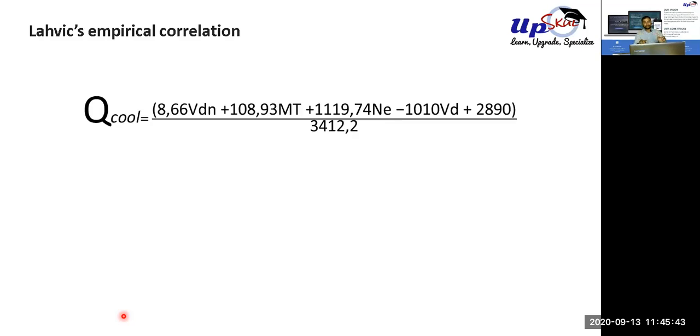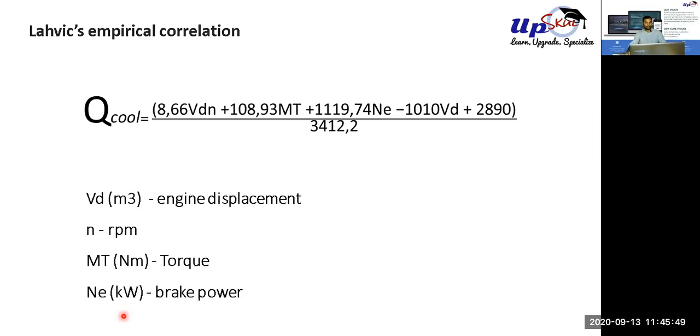So now the Lavic empirical correlation. This is the formula. I'm not going to go line by line on that formula, but as you can see, this is a function of the displacement of the engine, that is how many cc the engine is, the swept volume, and then we have our RPM, torque, and brake power, or the brake horsepower. So it's simply a function of all of these four elements. Very simple relation. Just copy and put in the values. So yeah, this is the Lavic empirical correlation.